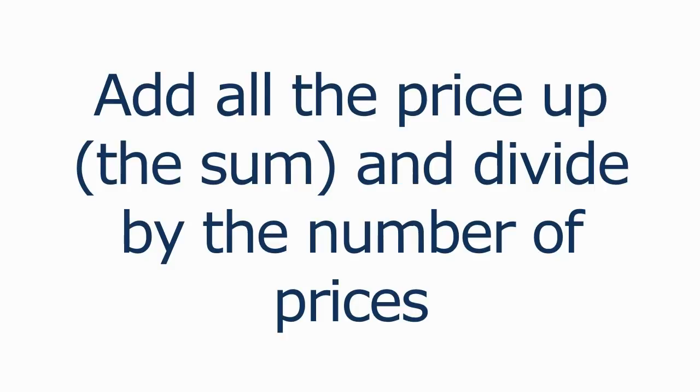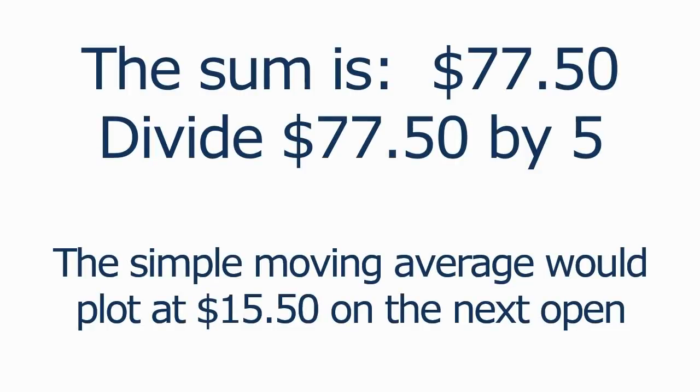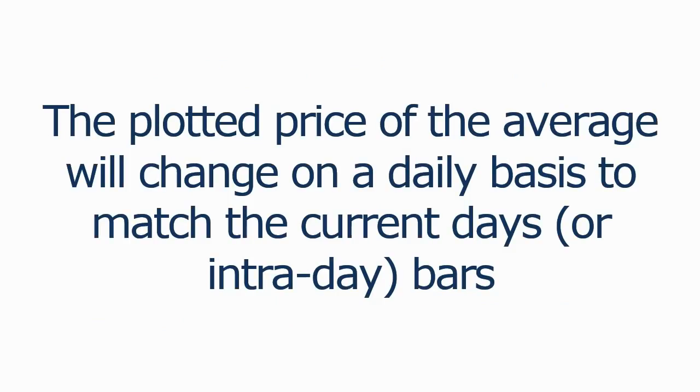So here's what it would look like if you were to calculate the present day moving average for this example. The sum of all prices is 77.50. You divide that by 5, and the simple moving average would plot at $15.50 on the next open. So the plotted price of the average will change on a daily basis to match the current day's or intraday bars.